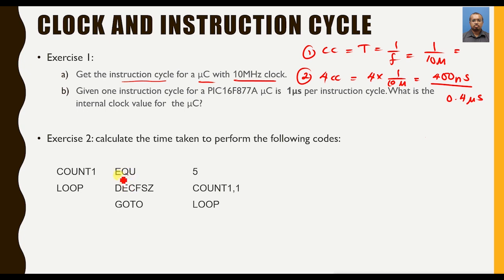Right, now do exercise 2. What you have to do is calculate the time taken to perform the following codes. Right, so what is the total amount of time required for this?